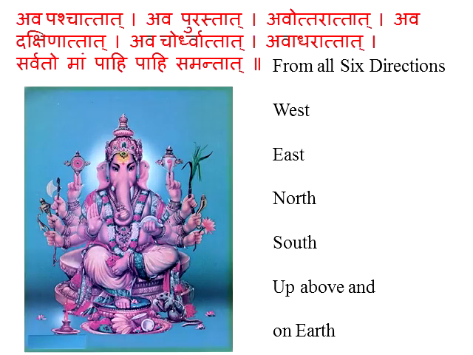Ava Paschata means protect me from all the dangers that come from the west, Paschim direction. Ava Purastat, everything that comes from the east. Ava Uttarat, every danger that could come from the north. Ava Dakshinat, every danger and trouble that could come from the south. Ava Chordhvat, every trouble that could come from up above, like lightning, thunder, hurricane. Then finally, Ava Dharat, every trouble, every danger that could come from the earth, ground, like earthquakes and floods.